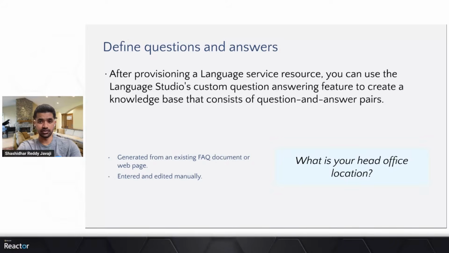So once you have created the resource, you can go to the language studio, which is the other website. It will take you to the other website, and you need to go there and select the question answering feature. Once you go to language.azure.com, I guess, we can use the plus symbol there and create a custom question answering feature.